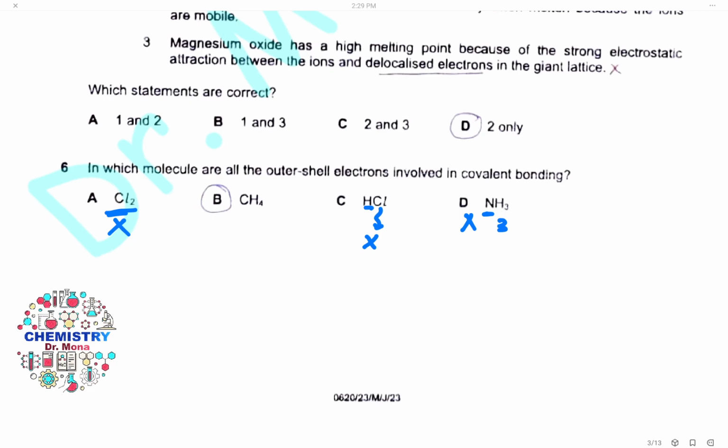electrons are involved. Here carbon from group 4 has 4 outer shell electrons and it can share 4 electrons, 1 with each hydrogen atom, and the hydrogen shares the only electron it has with the carbon atom. So in methane, all the outer shell electrons are involved in the bonding, and the correct answer is B.